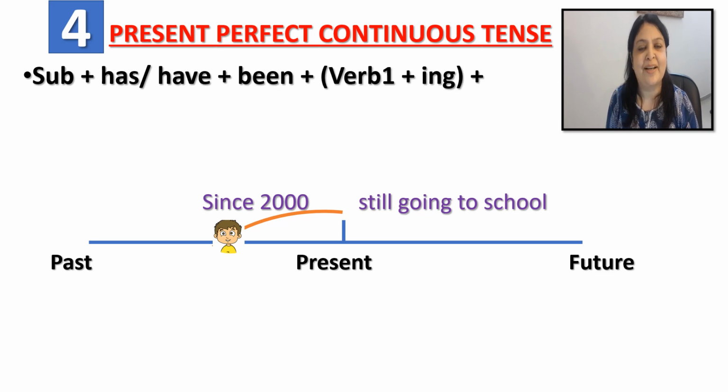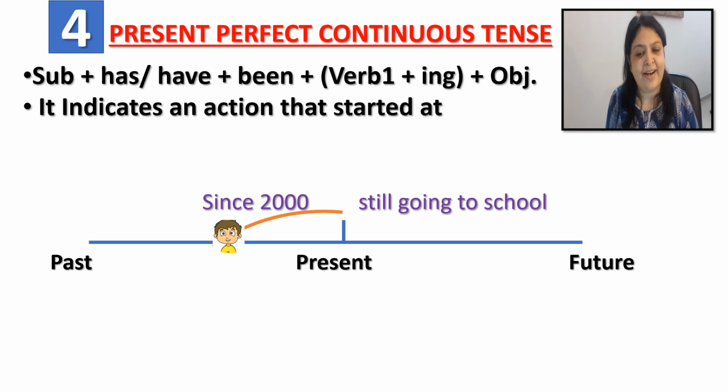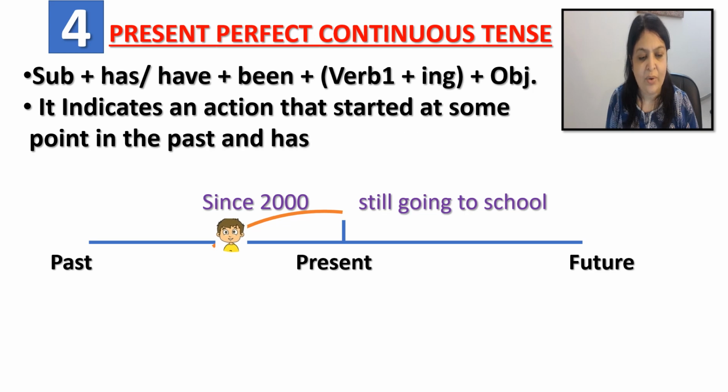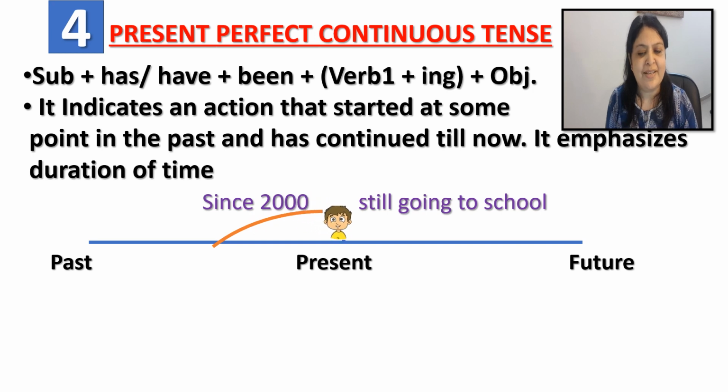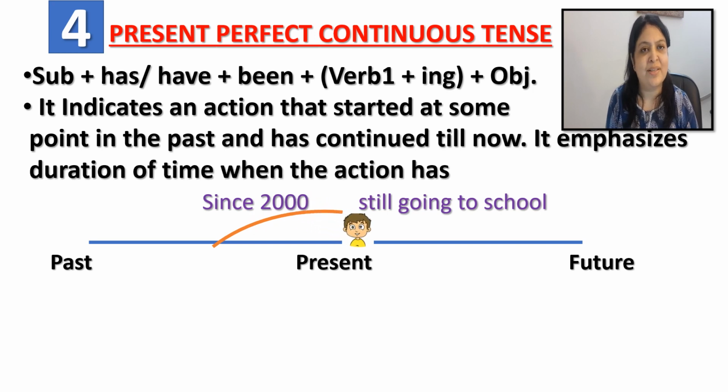Plus verb, that is the V1 form or the main form of the verb, plus ing, plus object. ये क्या दिखाता है? That an action started at some point in the past and has continued till now. It emphasizes duration of time. So ये प्रेजेंट परफेक्ट टेंस से थोड़ा सा डिफरेंस है.